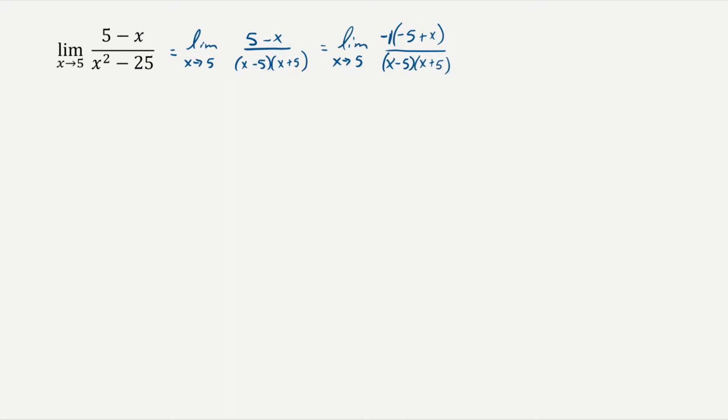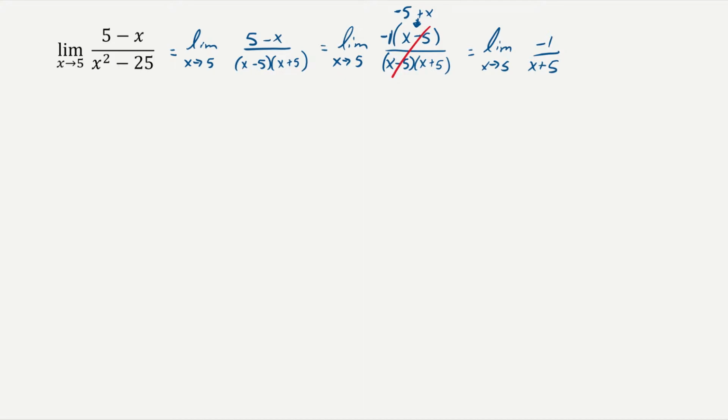And now maybe you can see, instead of negative 5 plus x, well, because addition is commutative, I can rewrite that as x minus 5. I can change the order around. So notice what I did. Instead of negative 5 plus x, I switched the order and it's x minus 5. Hey, and what do you know then? Those are now the same, so I can cancel it out. And it now equals the limit as x approaches 5 of negative 1 over x plus 5.